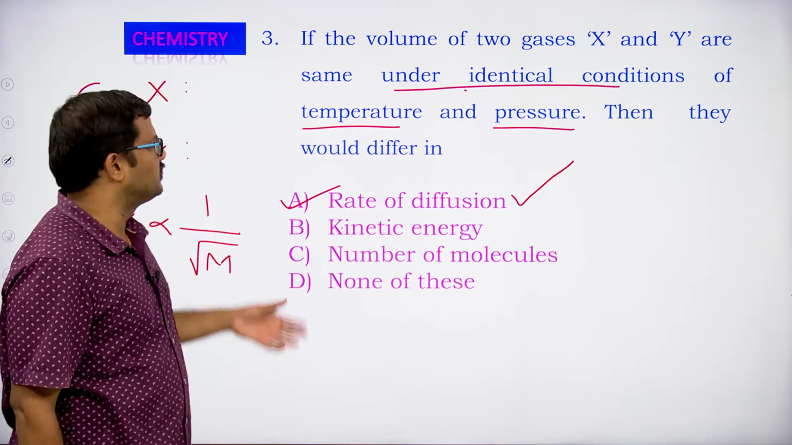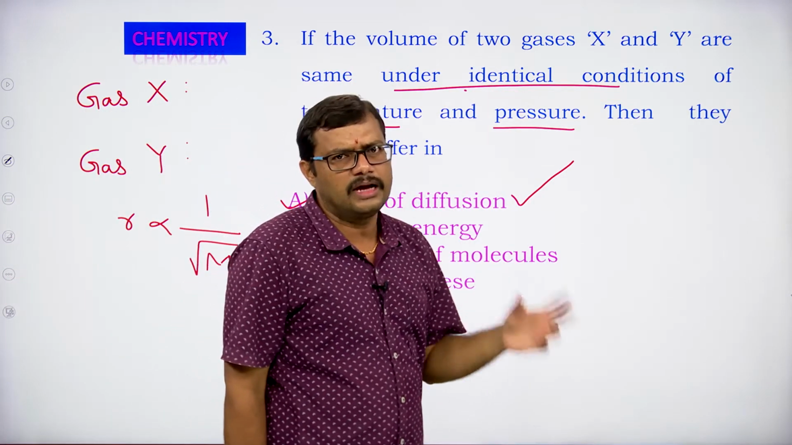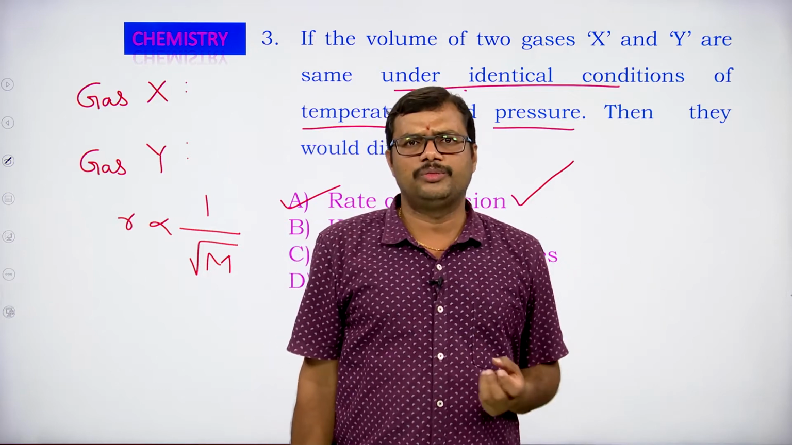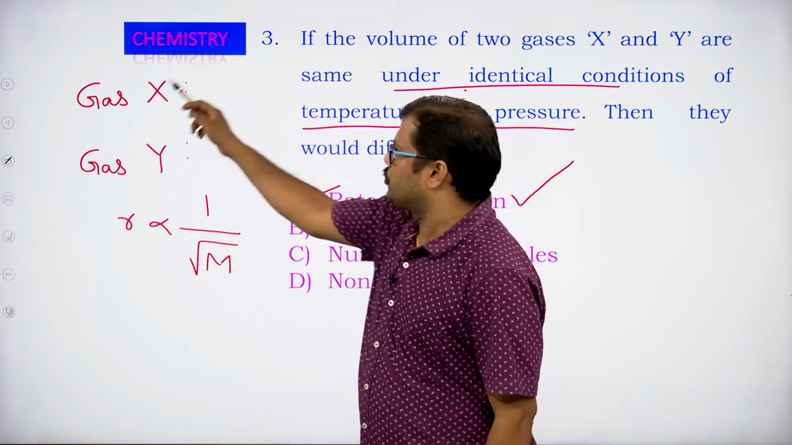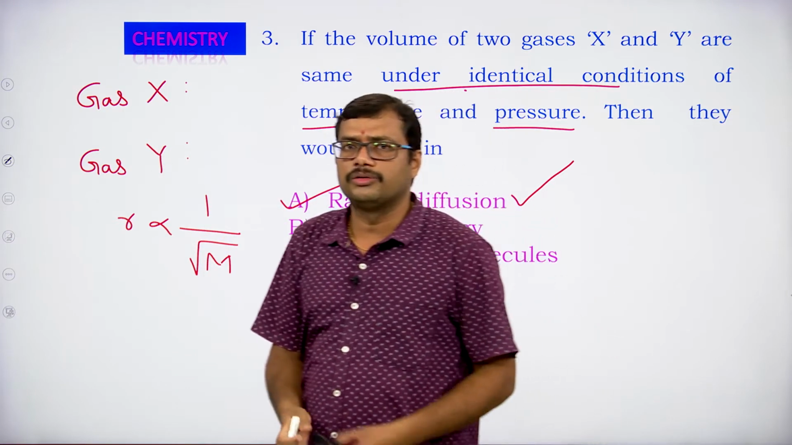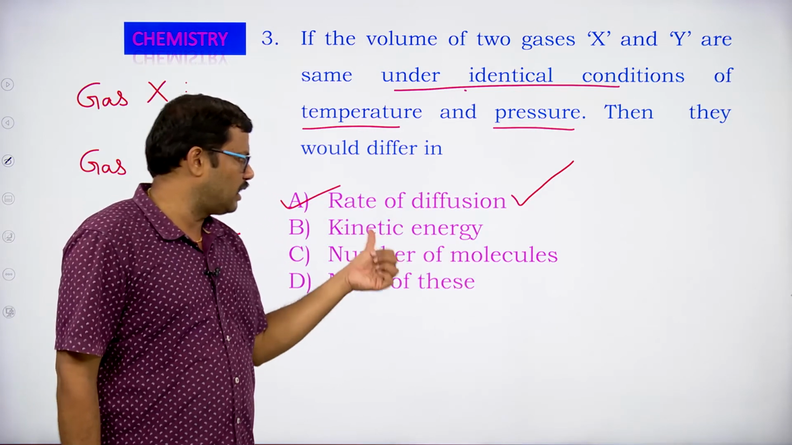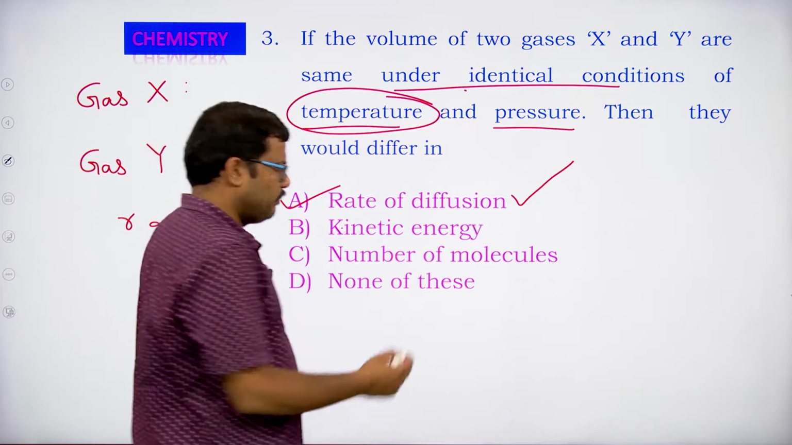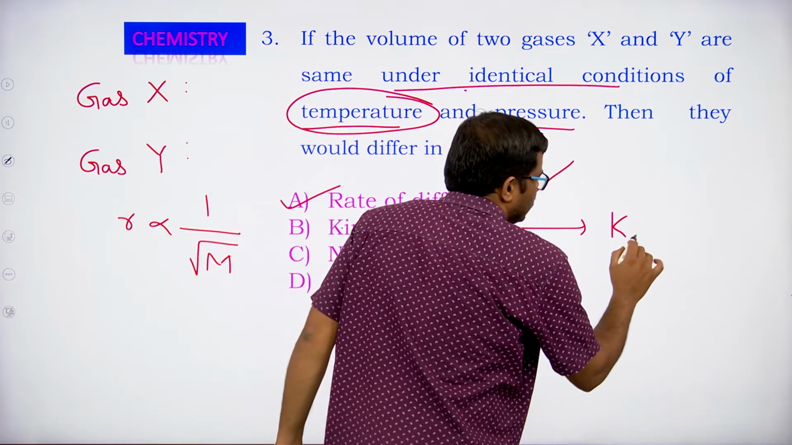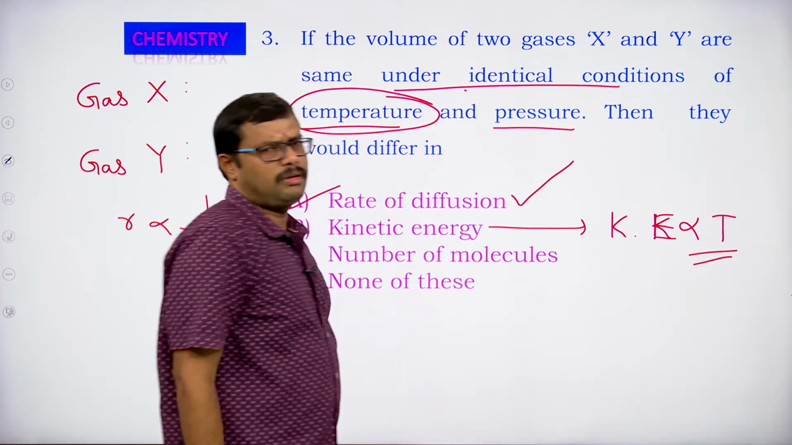The other parameters: since temperature and pressure are kept constant, under similar conditions at constant temperature and pressure, equal volumes of all gases contain an equal number of molecules. So equal volumes are taken, and the two gases will contain an equal number of molecules. Equal numbers of molecules will have equal kinetic energy, because the temperature is kept constant. We know that kinetic energy is directly proportional to temperature.